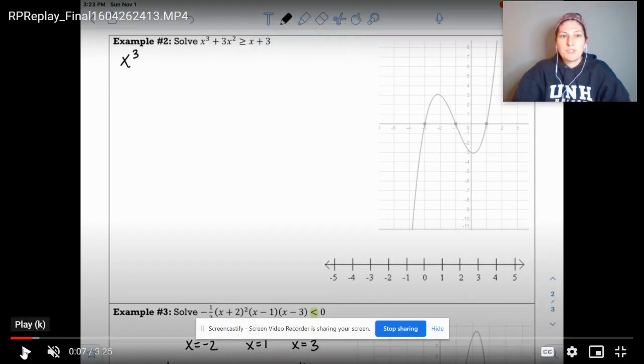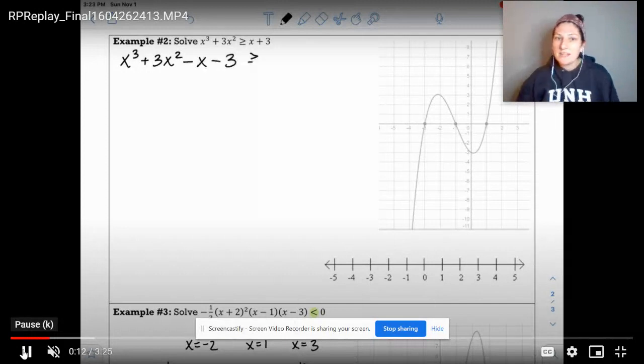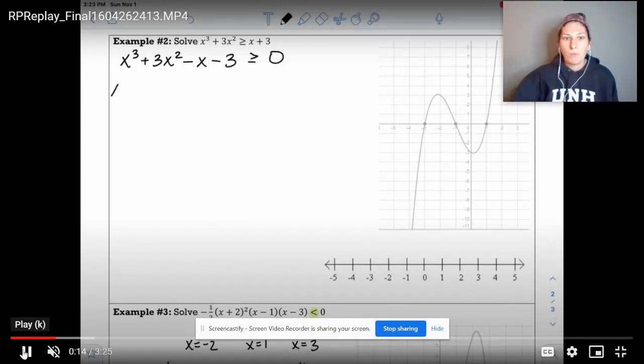Okay, example number 2. The first thing that I want to do is make sure that I have 0 on the right-hand side of my inequality. So I need to get all the terms on one side. So I'm going to subtract x, and I'll also subtract 3. And so my inequality is greater than or equal to 0. So when I relate this to the graph, I'm really thinking about where's the graph above the x-axis. I want to be able to solve it algebraically.